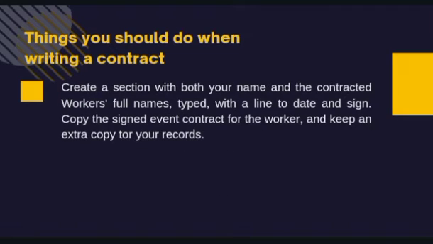Then the last one is to create a section with both your name and the contracted worker's full name, with a line to date and sign. Copy the signed event contract for the worker and keep an extra copy for your records. That's all for me. Hope you understand what the running sheets are for, the copies of agreements, and the things you should do when writing a contract.